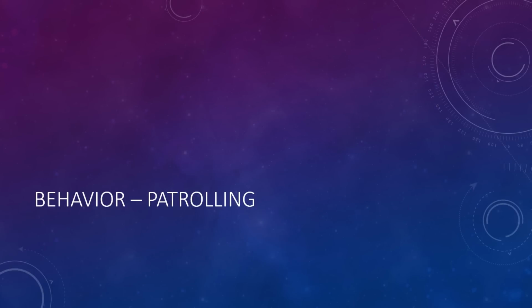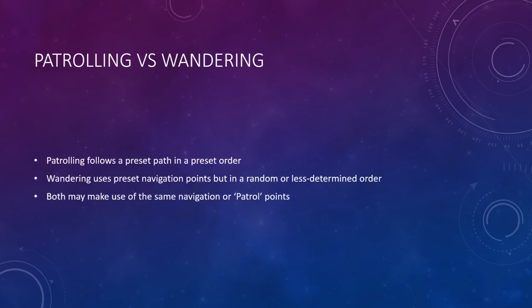Now, let's explore our next behavior, which is going to be to have the enemy AI do some patrolling. Patrolling versus wandering. So patrolling, you're going to set up a predefined path of different navigation points that the AI is going to follow in a predetermined order. So it's always going to be the same path repeated. Now you could have variations of patrols based upon character type or time of day or other things, but it's still going to be a preset path and a preset order.